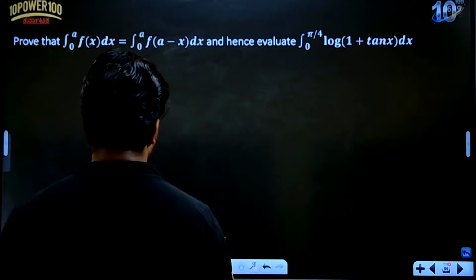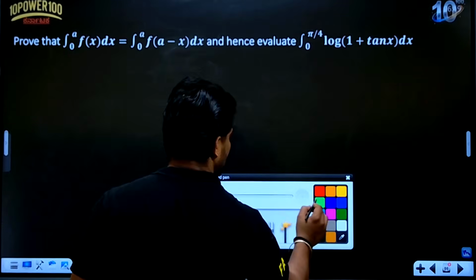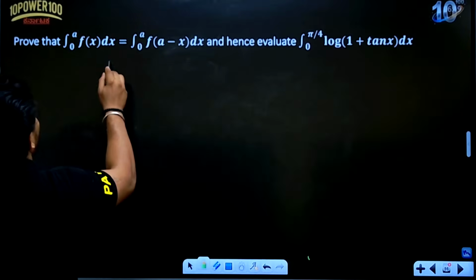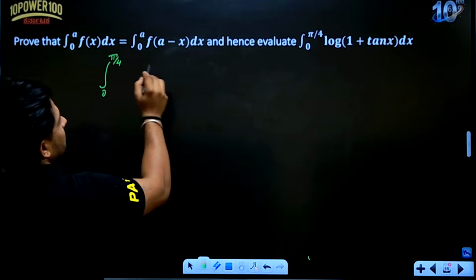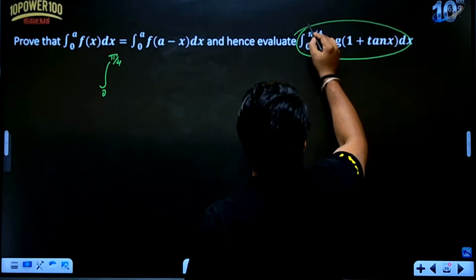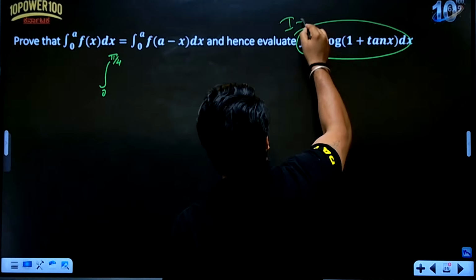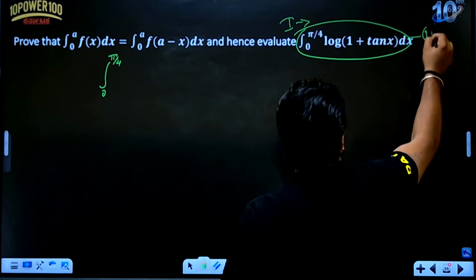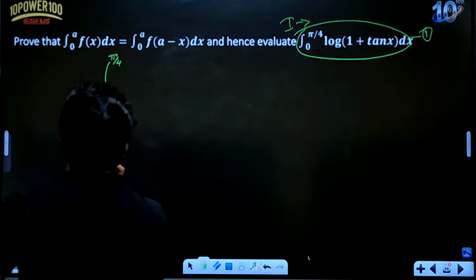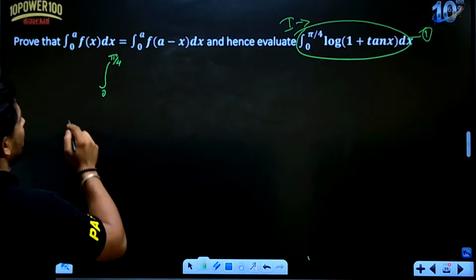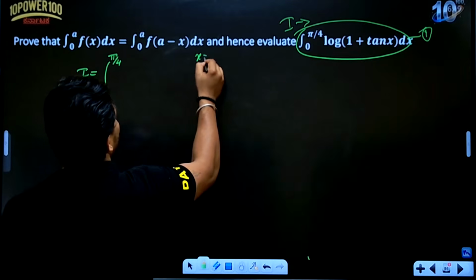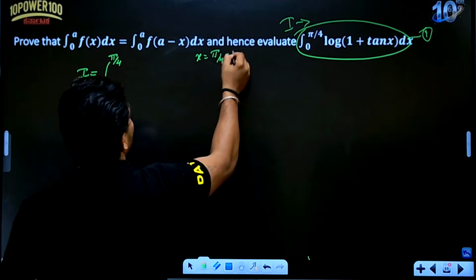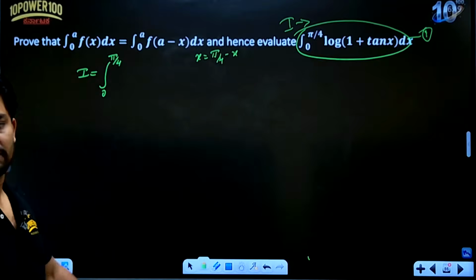Next, this sum is the integration from 0 to pi by 4. This is actually I, so take this as I, and this is equation number 1. Next, now I is equal to, x becomes the upper limit pi by 4 minus x, correct? By using this property.